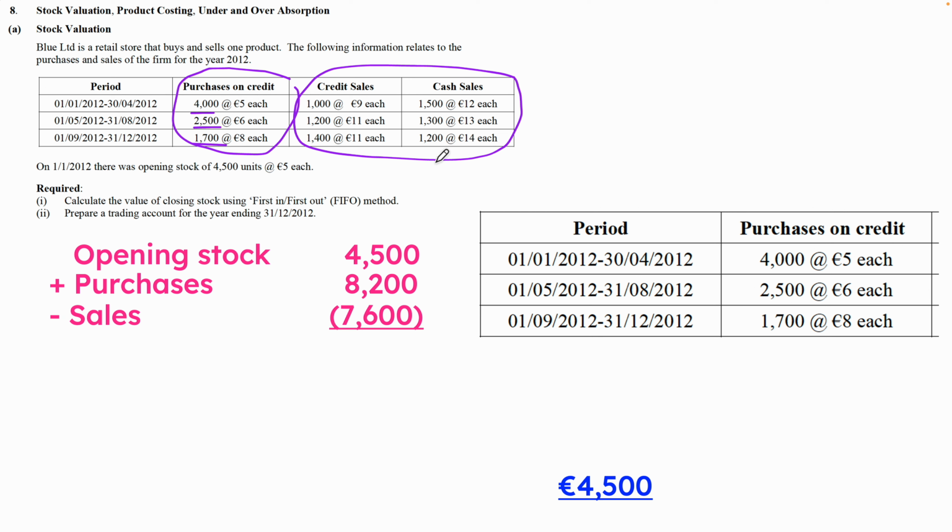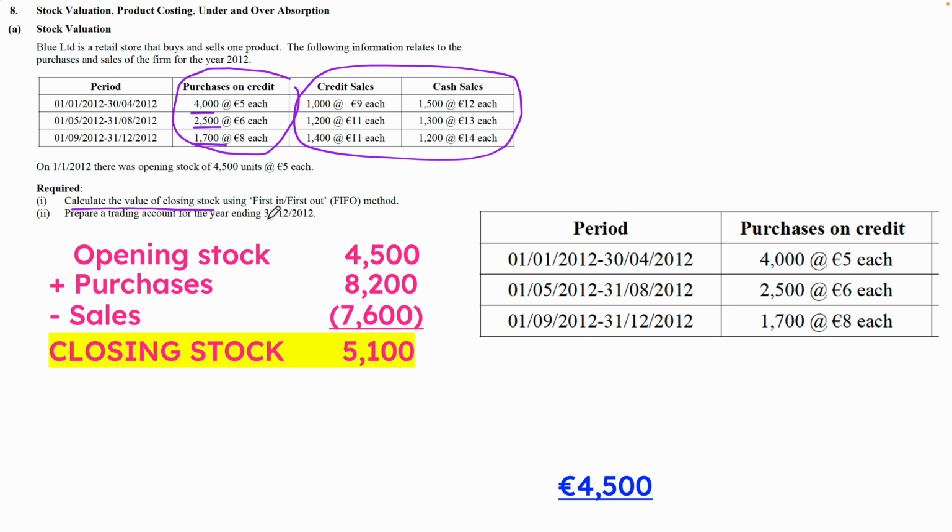So we add all of them up. That totals up to 7,600 units. And that gives us a closing stock of 5,100 units. So that's the units that they have at the end of the year, okay? But what we're asked to do is calculate the value of the closing stock. So we need to put a euro value on this.